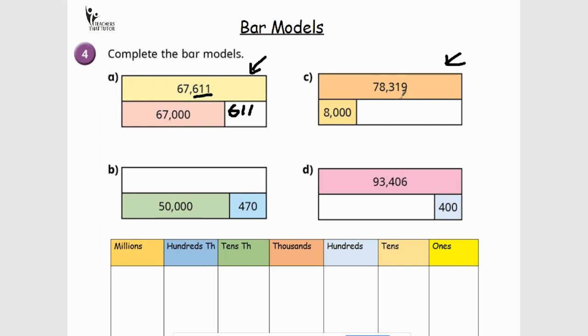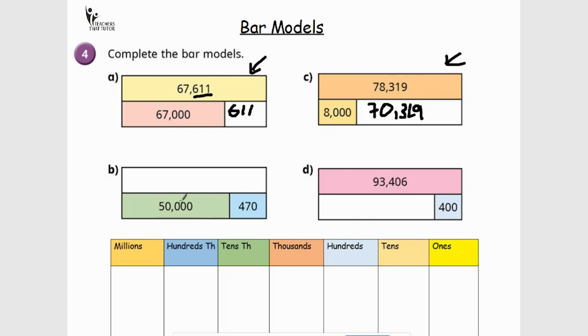Here, interestingly, we've got a big space missing, but we've got 8,000. Now, what else is missing from this number? Well, it's 78,319. So we know that 70,000 is missing, but be careful because the 319 is also missing. So we also need to write that in as well. Okay, so we've got 70,319 plus 8,000 would make that total.